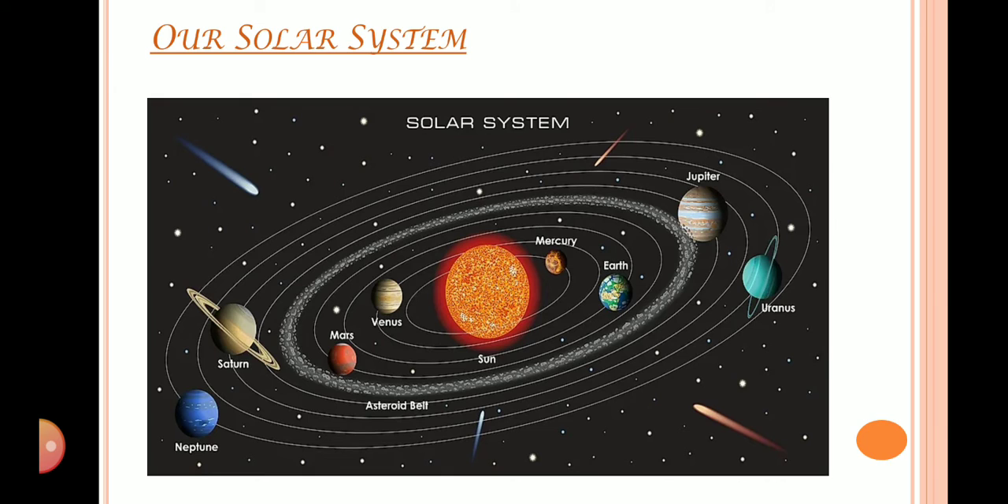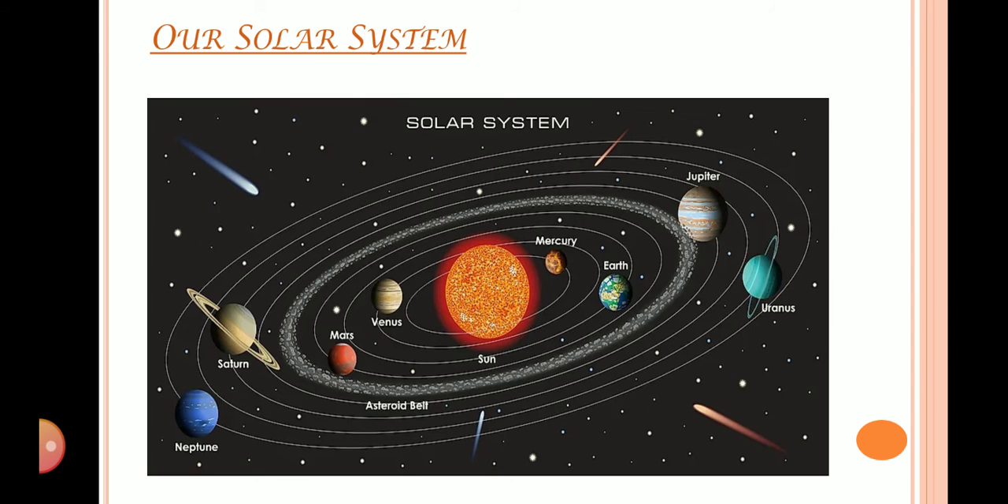Mercury is the closest to the Sun. It has a temperature range of 427 degrees centigrade on its side facing the Sun, and minus 270 degrees centigrade on its dark side. It has no atmosphere.